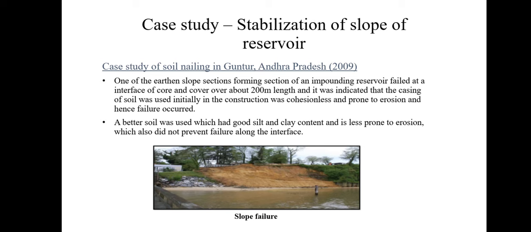So here are some case studies of soil nailing. The first one is a case study of soil nailing in Guntur, Andhra Pradesh in 2009. In Guntur, one of the earthen slope sections forming an impounding reservoir failed at an interface of core and cover, about 200 meters in length. It was indicated that the casing soil used initially in the construction was cohesionless and prone to erosion, and hence failure occurred. So a better soil was used which had good silt and clay content and is less prone to erosion.